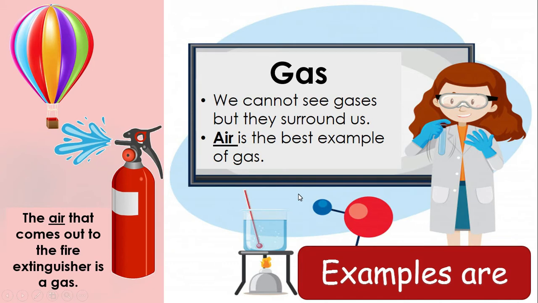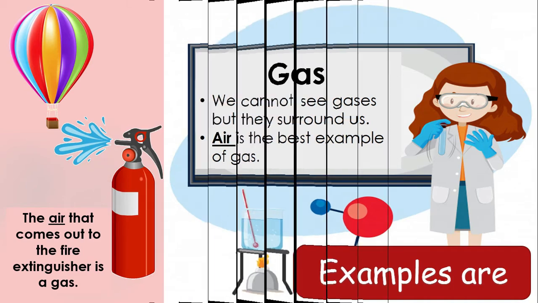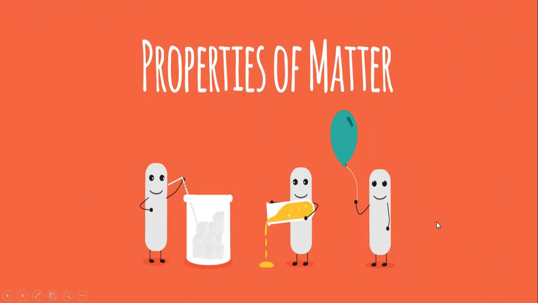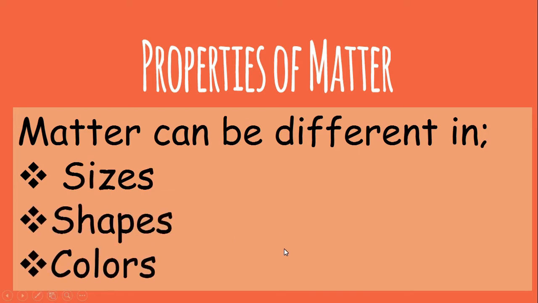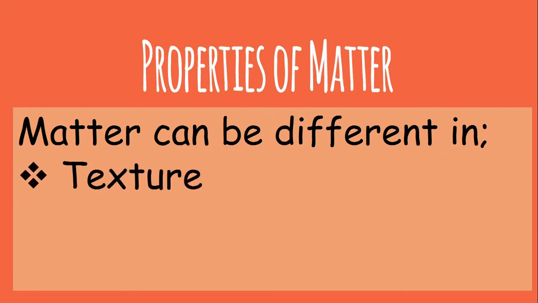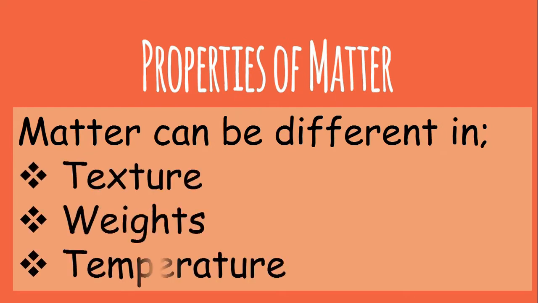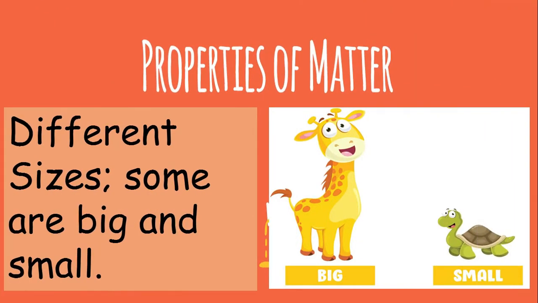Okay, remember, matter can be liquid, solid, and gas. Remember that matter has its own properties. Matter can be different in sizes, shapes, colors, texture, weights, and temperature. Let me explain each property of matter. Matter can be different in sizes.